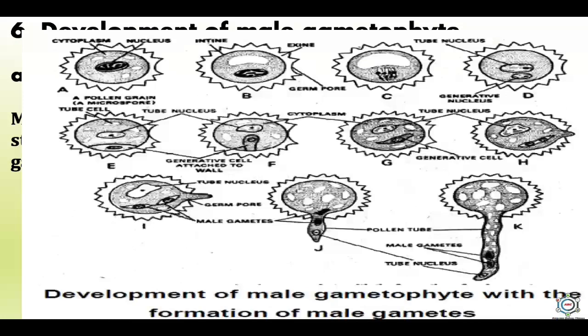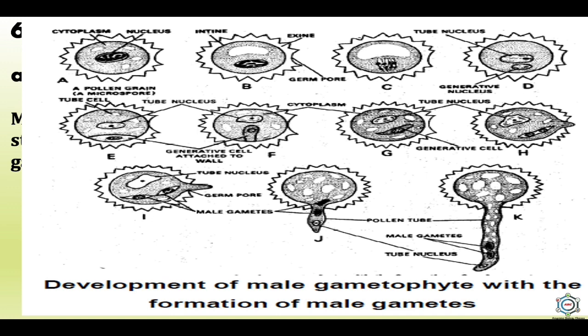So, in this picture, you can see the development of male gametophyte with the formation of male gametes, where we see from the start, that means from the A. In the first point, the arrow indicates the freshly formed microspore has dense cytoplasm and a centrally placed prominent nucleus. So the nucleus is placed centrally.